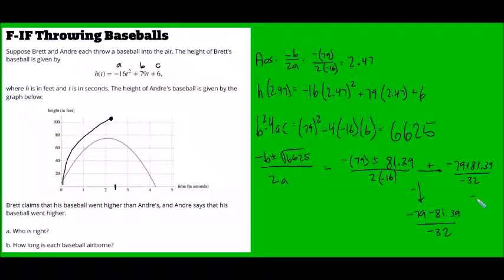So negative 0.08 is one solution, and 5.0 is our other solution. So Brett's baseball went both higher and further than Andre's.